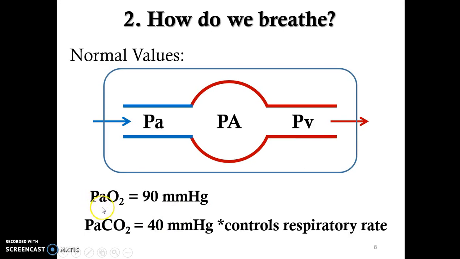So the partial pressure of oxygen in the lowercase a, the arteries coming from the heart, is normally 90 millimeters of mercury. And CO2 is 40 millimeters of mercury. What's millimeters of mercury? It's a unit of measure for pressure. So just telling you the partial pressure of these gases. And it's also important to note that the respiratory rate, how much we're breathing, is controlled by that CO2 partial pressure. It's not actually controlled by how much oxygen we have, but by how much CO2 we've built up in our bodies.